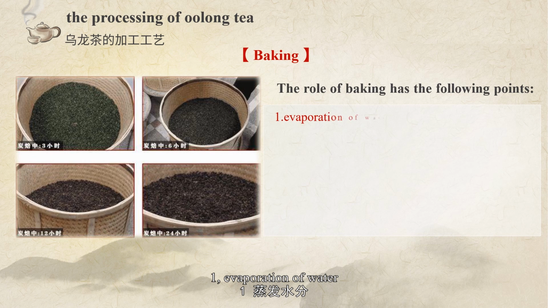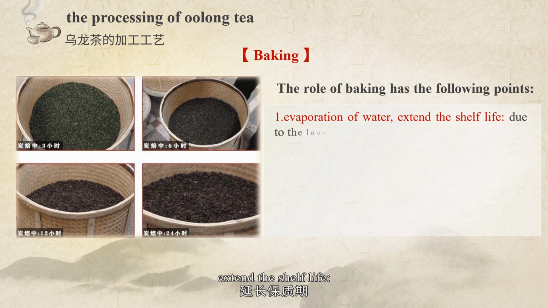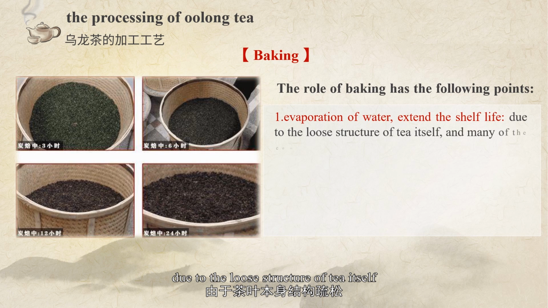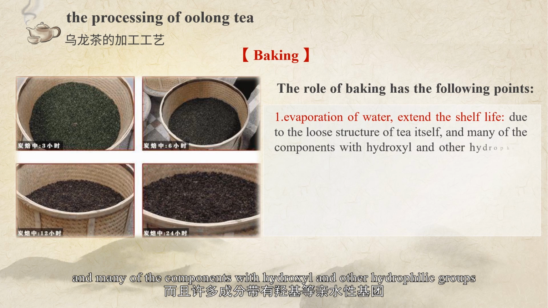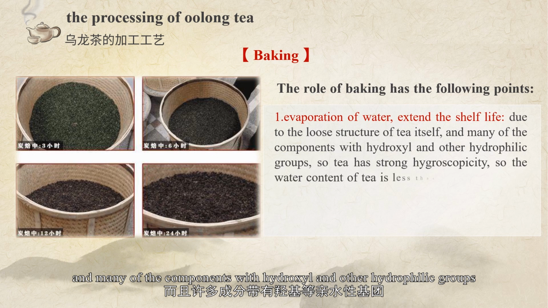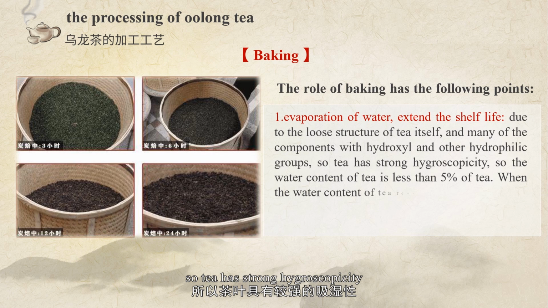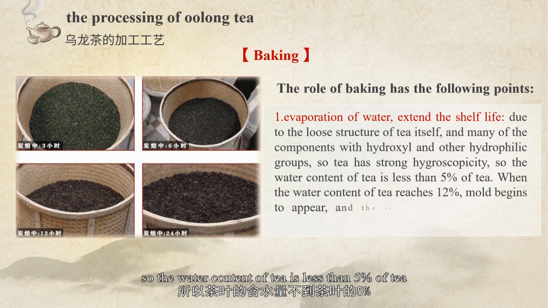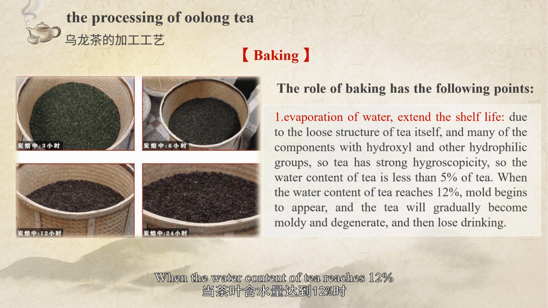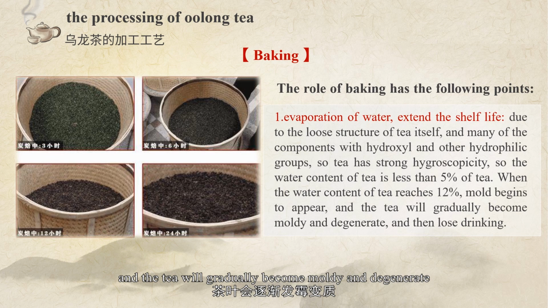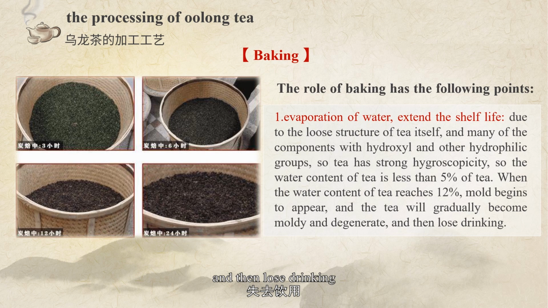Number 1. Evaporation of water extends the shelf life. Due to the loose structure of tea itself, and many of its components having hydroxyl and other hydrophilic groups, tea has strong hygroscopicity, so the water content of tea should be less than 5%. When the water content of tea reaches 12%, mold begins to appear, and the tea will gradually become moldy and degenerate, and then lose its drinking value.